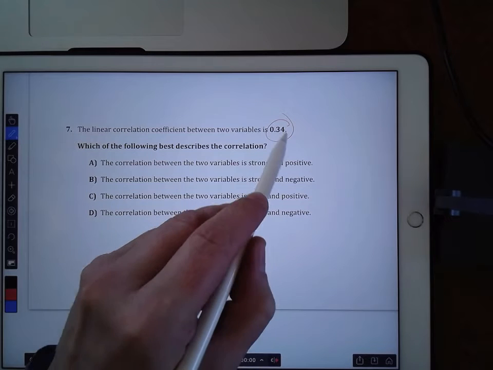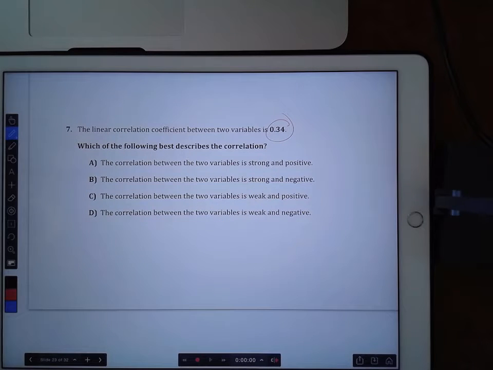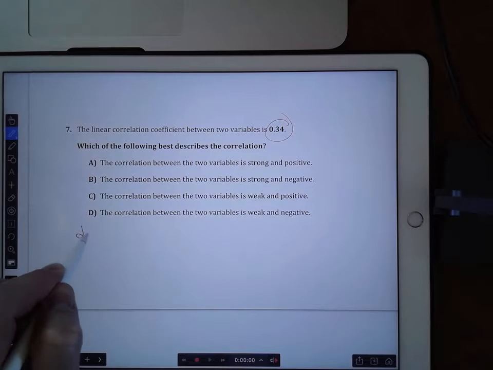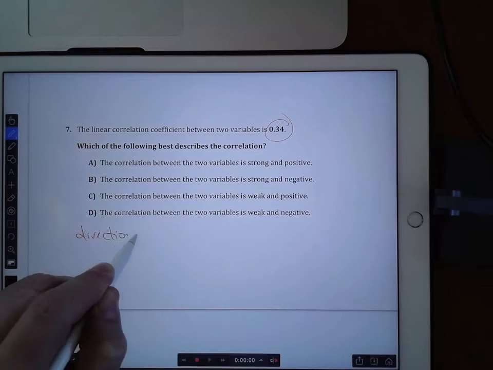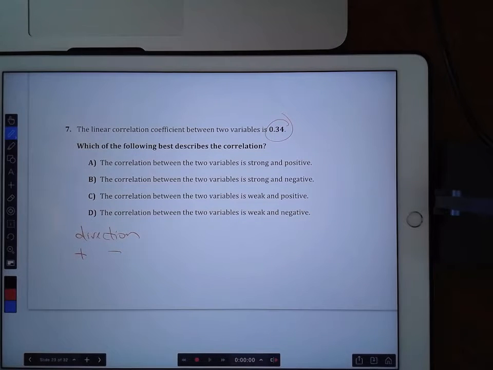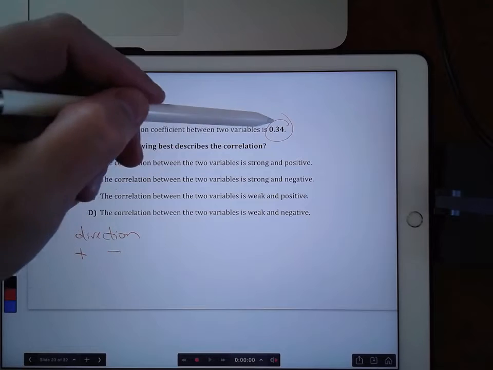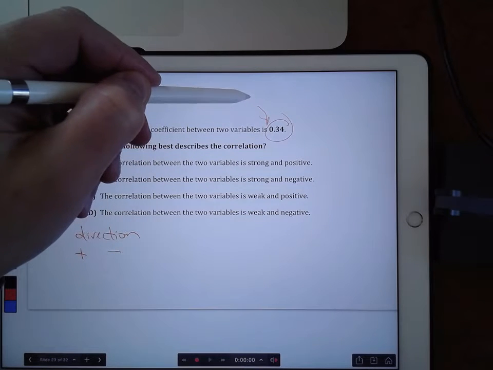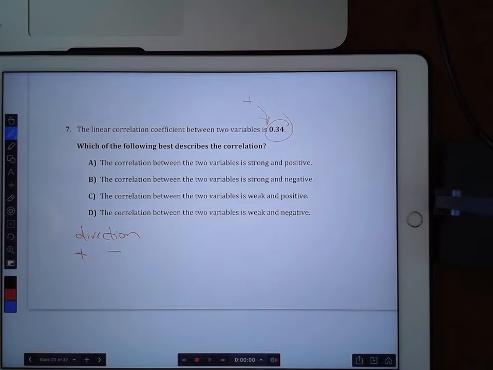So there are two things to keep in mind when we're going to look at the description of a correlation coefficient. The first issue is the issue of direction, or whether or not a correlation is positive or negative. And that's indicated really easily when we get the correlation coefficient. Since there's no negative sign there, we assume obviously that that's a positive number.